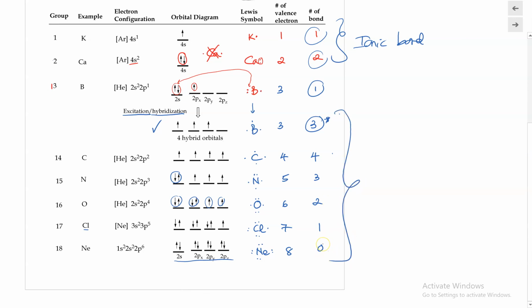So this is a very important trend that we need students to be able to recognize: that elements from different groups can make different numbers of bonds. And the explanation why they can make those numbers of bonds can be explained by using the Lewis dot symbol or the orbital diagram.